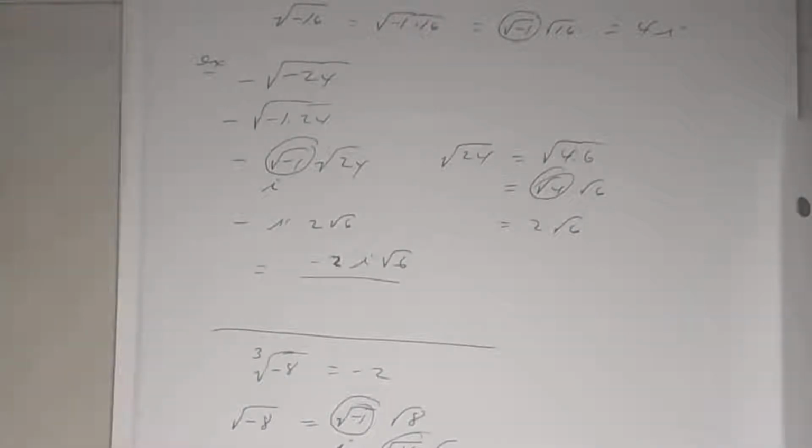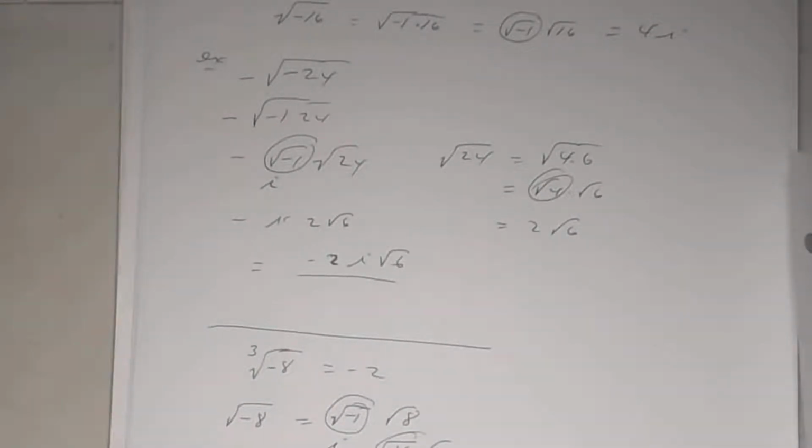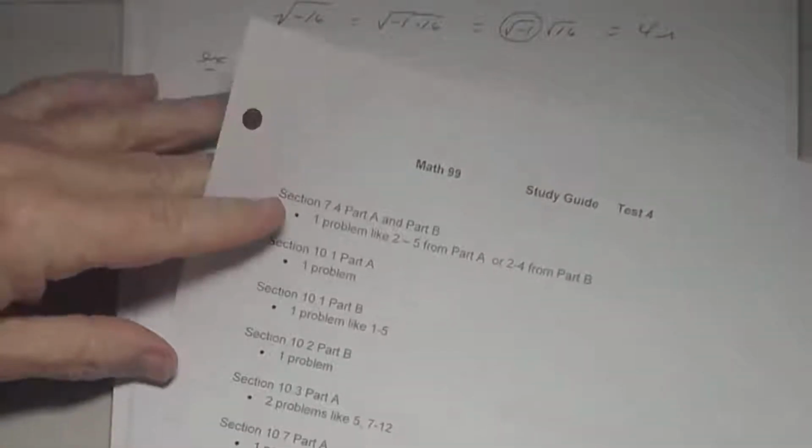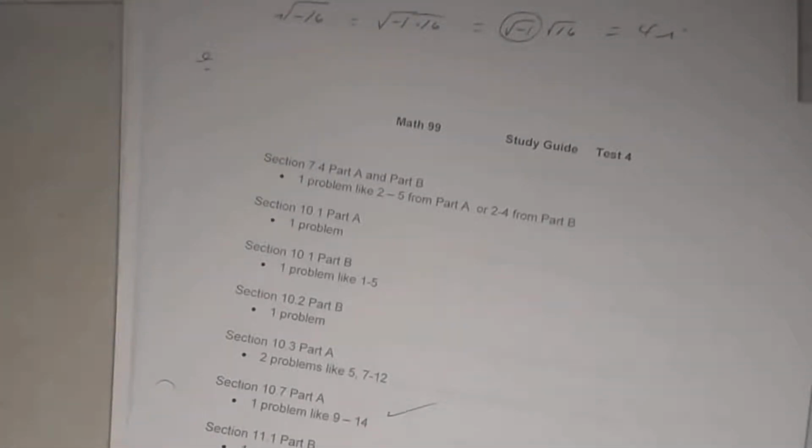Then the other, I lost the study guide already. Let me see if this is it. Yeah. All right, so that's 10.7. So just make sure you can do this one. Now 11.1 part B. So take out 11.1 part B. Now go ahead and take out part A and B. 11.1 part A and B. Take out 11.1 part A and B.